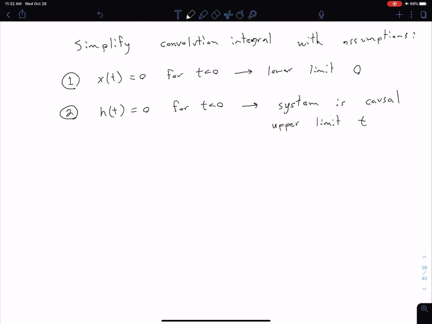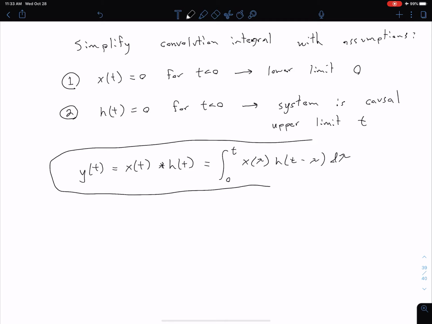So we can rewrite our expression then as the output y of t is equal to x of t convolved with h of t, which is equal to the integral, now with limits 0 to t, of x of lambda times h of t minus lambda d lambda. And this is the analytical expression we would use to evaluate convolution if we have our functions of t and they're nice and discrete and we can evaluate this integral.